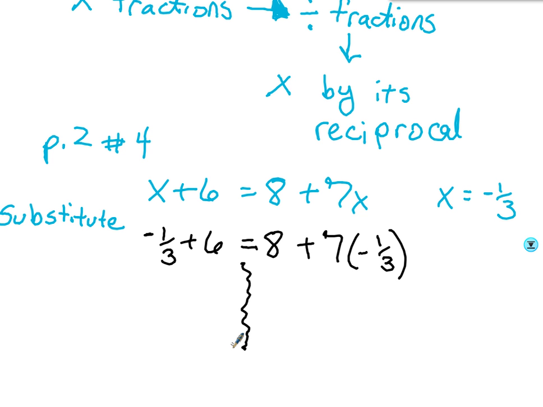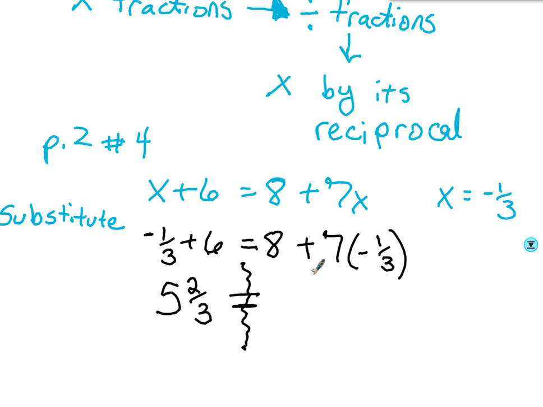Alright, so first let's look at negative 1/3 plus 6. That's 6 minus 1/3. What is it? Keith says it's 5 2/3. Do you all agree? Alright, so negative 1/3 plus 6 is 5 2/3. And I bring down my equal sign.